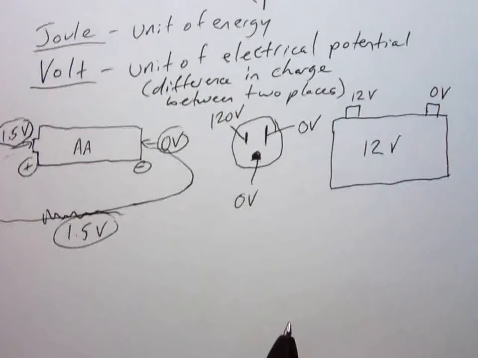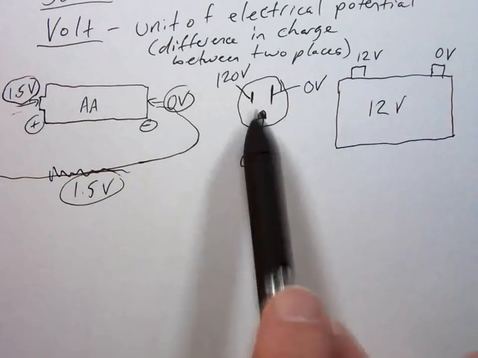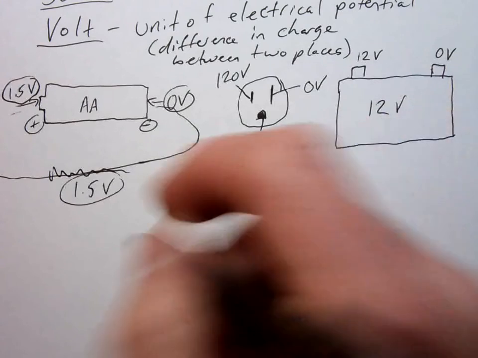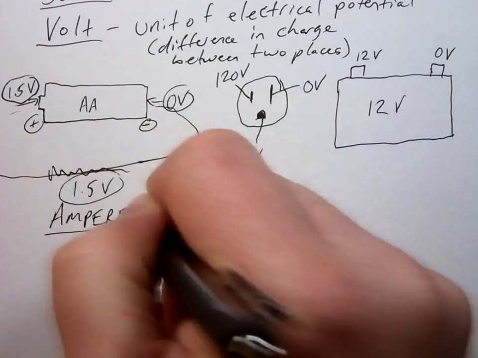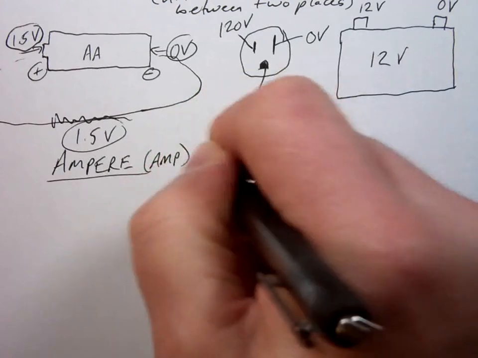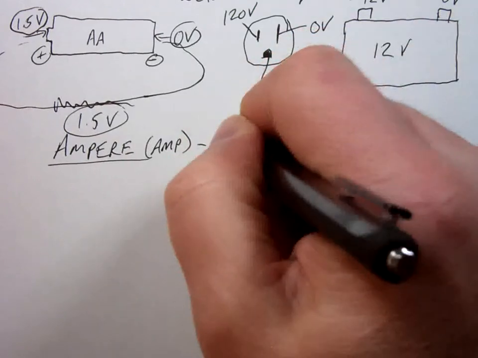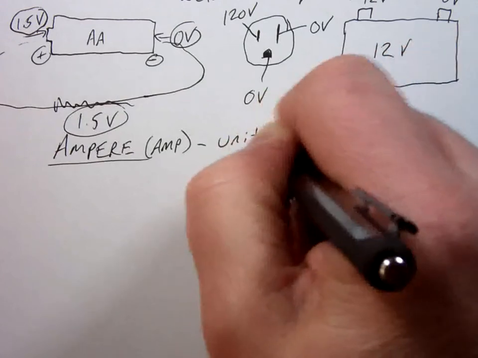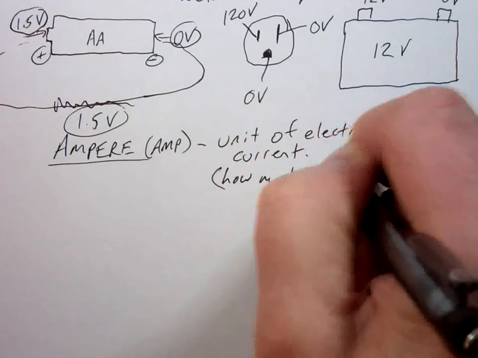Okay. Now, you're thinking, this doesn't make any sense. This is little, this is big, that makes sense, but why is this little? It's because of one other thing. You ready? It is this word, ampere. Ampere is abbreviated as amp. So how many amps something has? An amp is basically the unit of electrical current. Basically, how much is flowing through.